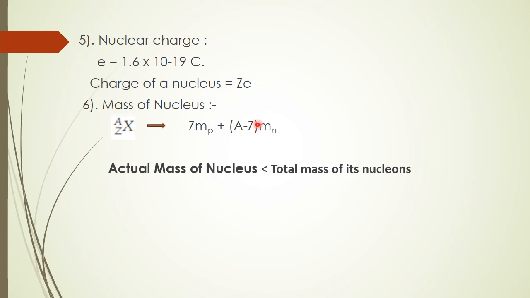But when we compare this total mass with the actual mass of a nucleus, the actual mass of the nucleus is less than the total mass of its nucleons. This is the section we are going to study in detail later, where we have to study the binding energy and how a nucleon is bound so tightly to have a decrease in its mass.